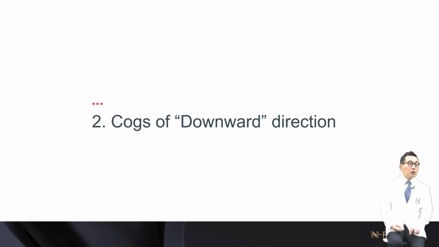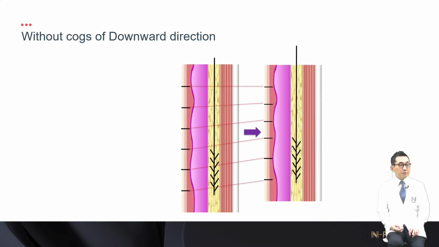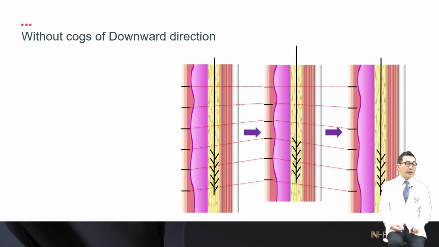After lifting, another way to fix the lifted state is to use the cog with downward direction. Imagine that you lift the skin with thread with only upward cog without downward cog. The skin can be successfully lifted. But after that, if you release the thread, the skin will return back downward to its original position.